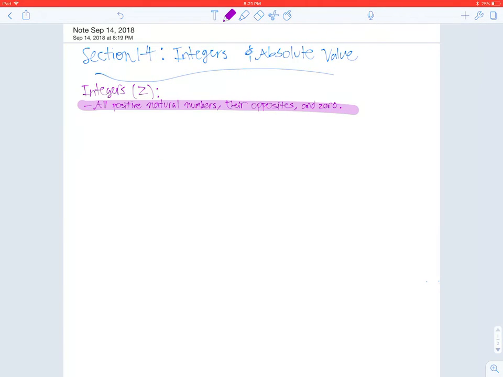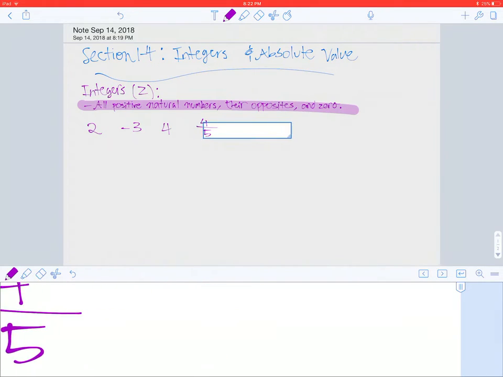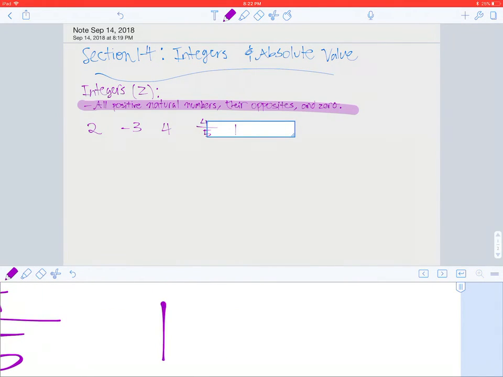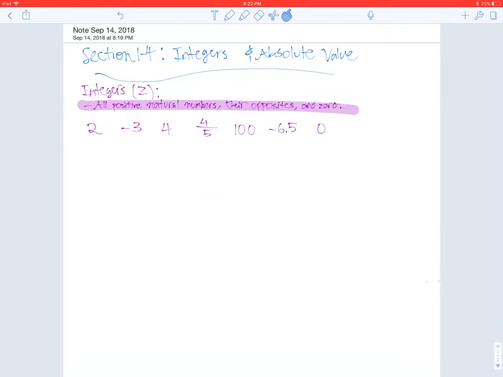So let's look at a few examples. Let's say we have 2, -3, 4, 4/5, 100, -6.5, and 0. Now, from this list, which of these numbers can classify as integers?